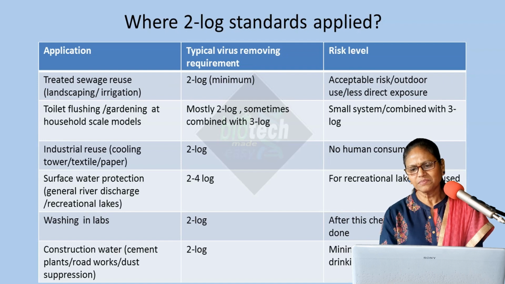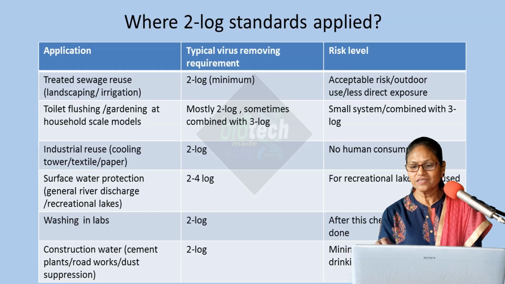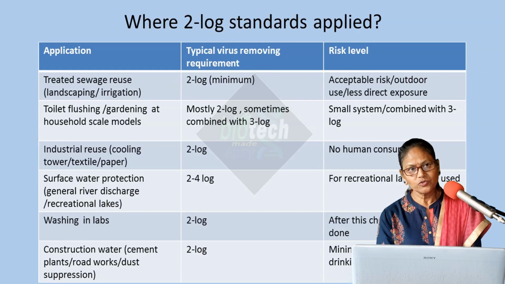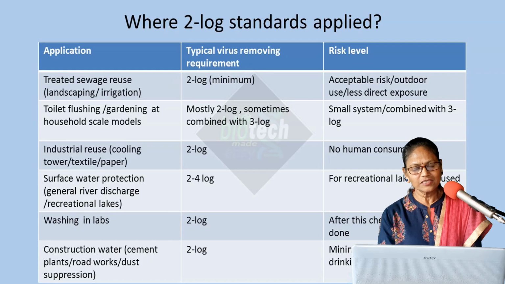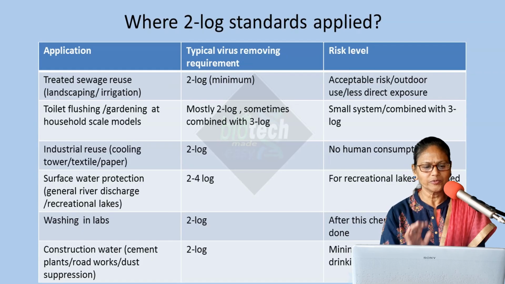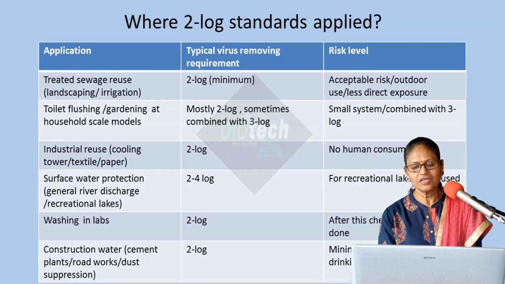And this is acceptable because the risk level is not much here. It is used only for the outdoors and less direct exposure is there. So it can be used. Then the next one is toilet flushing or gardening at household scale models, at a small scale. So here mostly 2 log system is used, but it is combined with 3 log.